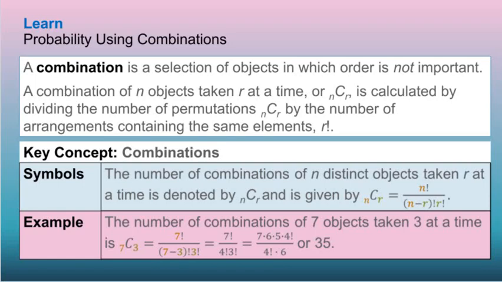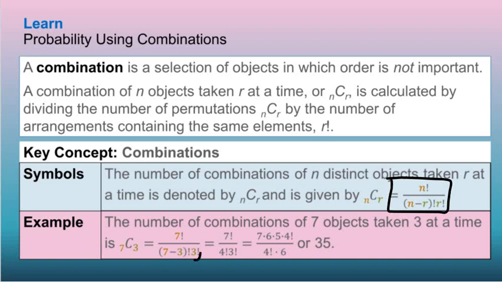Next is probability using combination, where order does not matter. Combination is a selection of objects in which order is not important. A combination of n objects taken r at a time, or nCr, is calculated by dividing the number of permutations, nPr, by the number of arrangements containing the same elements, r factorial. So you can see the formula down here for combination. You also have that same function in your calculator, same place where you found the permutation.